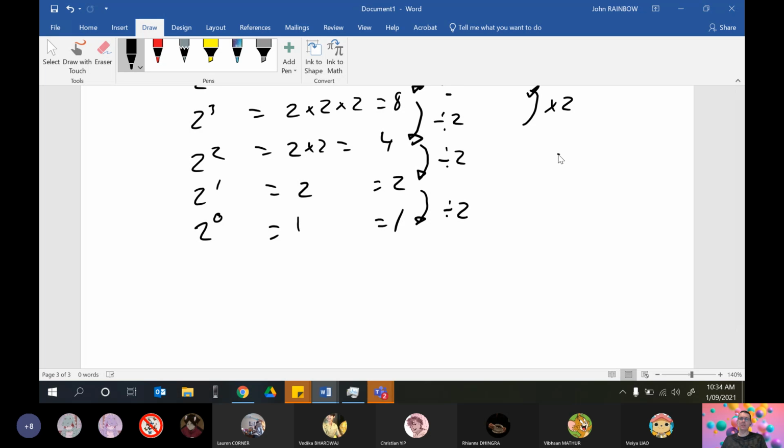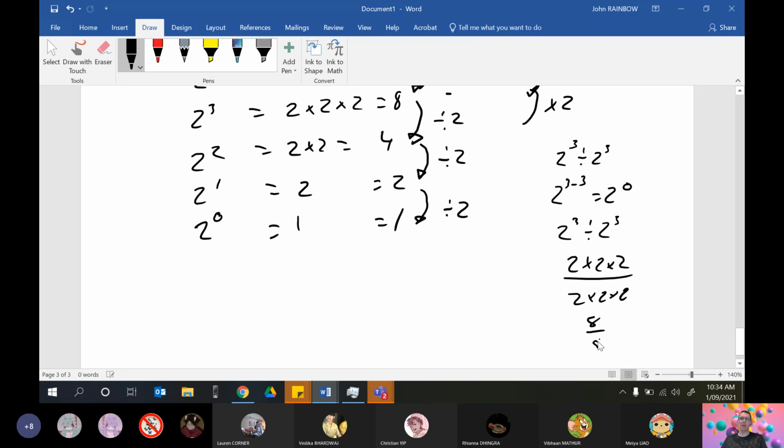Another proof is if I have 2 to the power of 3 divided by 2 to the power of 3. If you think about the indices laws, we minus these. That's going to be 2 to the power of 3 minus 3, which equals 2 to the power of 0. If you think about what this is, 2 to the power of 3 divided by 2 to the power of 3 is 2 times 2 times 2 on 2 times 2 times 2. 2 times 2 times 2 is 8. 8 on 8, well, 8 divided by 8 equals 1. And that's another reason why 2 to the power of 0 equals 1. 2 proofs there.